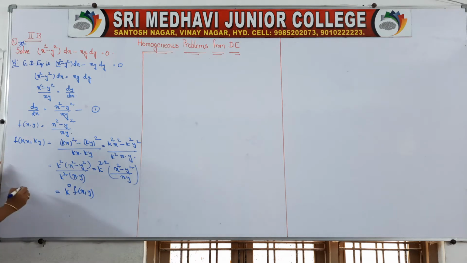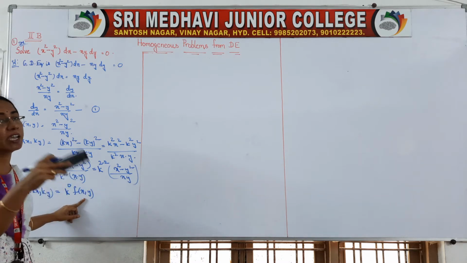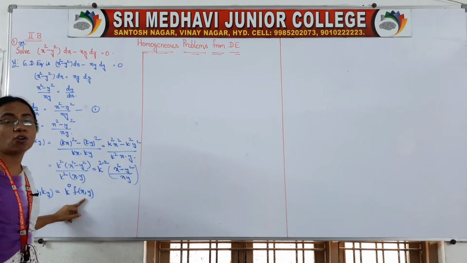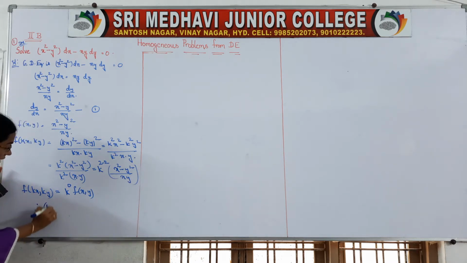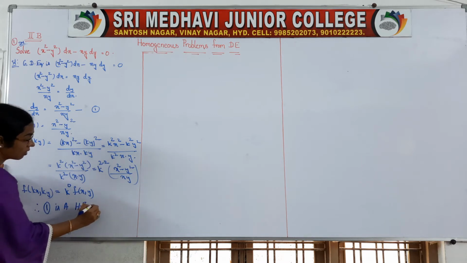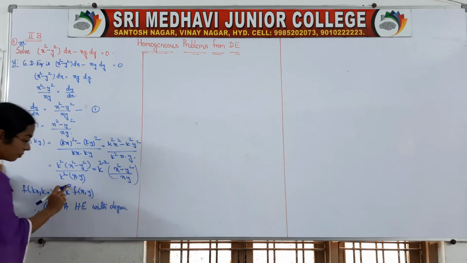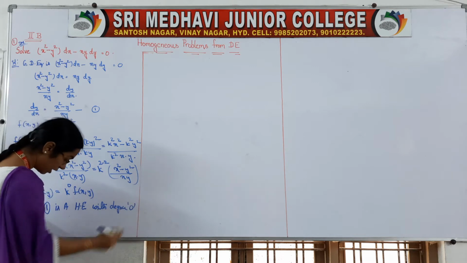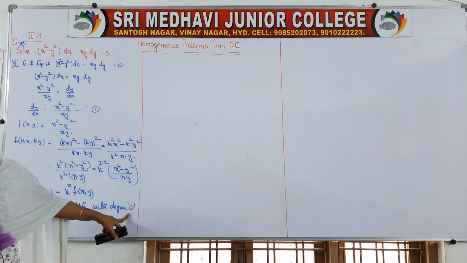So we got f of kx comma ky is equal to k to the power of 0 into f of x comma y. This is the condition for any equation to be a homogeneous equation, right? So therefore equation 1 is a homogeneous equation with degree. What is the degree I said? Whatever is in the place of alpha, that is your degree. Okay, so it is a homogeneous equation of degree 0.